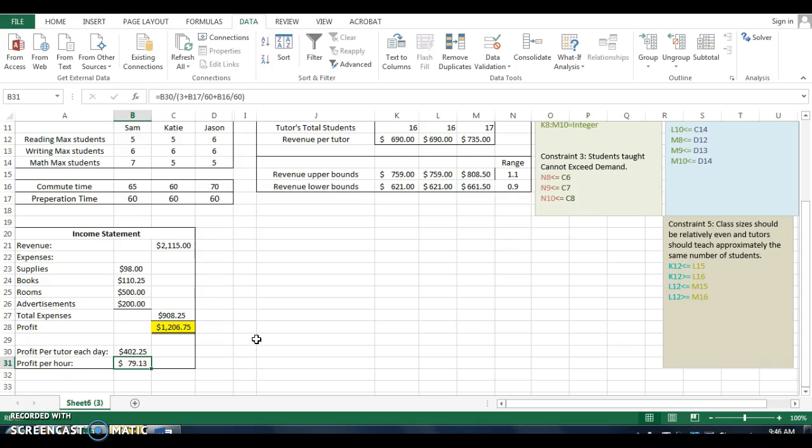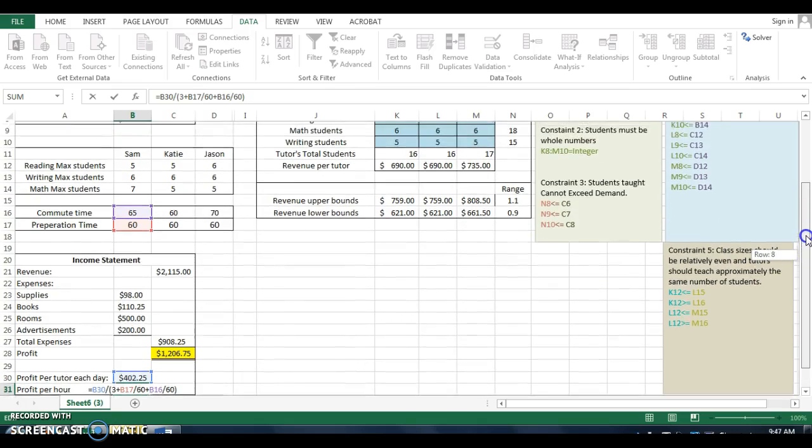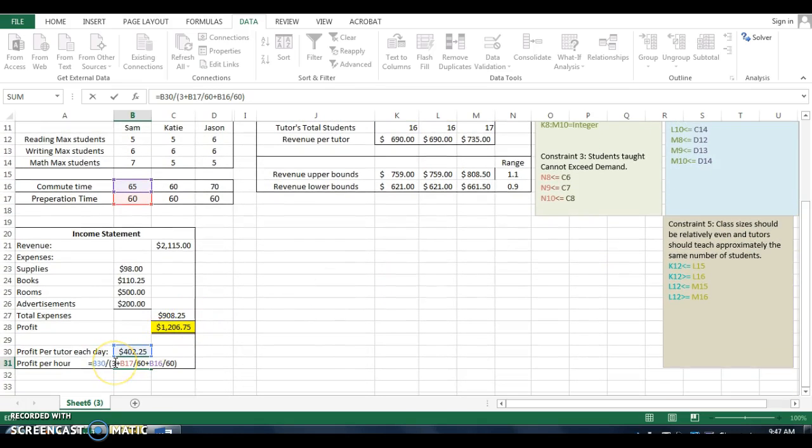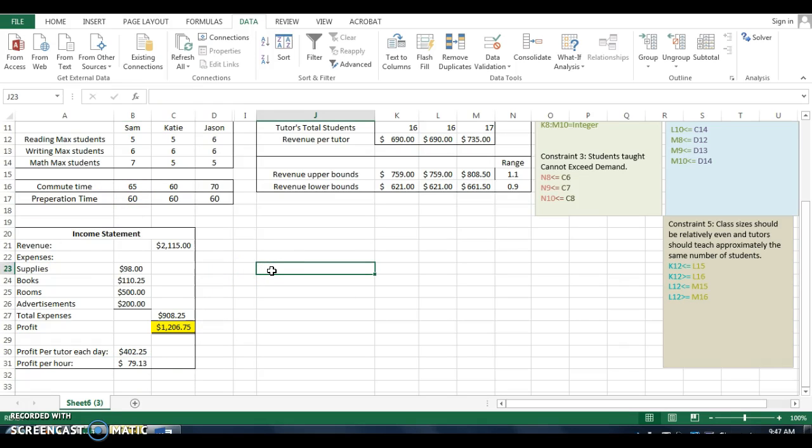But then finally I also decided that I was going to see how much they were getting paid per hour. In order to do that, I took that $402 and divided it first by 3, 1 for each hour of tutoring, as well as the number of minutes or hours that they were commuting and preparing. As you can see right here, 65 and 60. In order to convert it into hours, I divided both of those numbers by 60. And so any time that they put towards this tutoring endeavor, they're earning on average $79.13. So quite a nice deal.